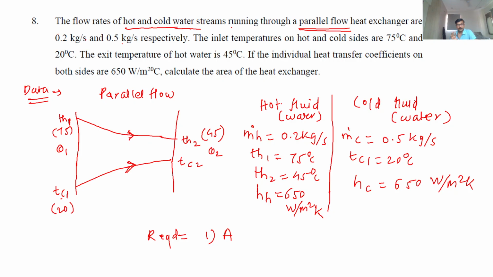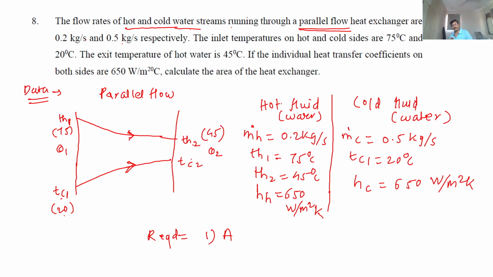And if 4 or 3 temperatures are known to us, again I repeat, if 4 or 3 temperatures are known to us, we need to go for the LMTD approach, the logarithmic mean temperature difference approach. So in this problem, out of 4 temperatures, TH1 is known, TH2 is known, TC1 is known. Only TC2 is unknown. So out of 4, 3 are known. So we can use the LMTD approach.